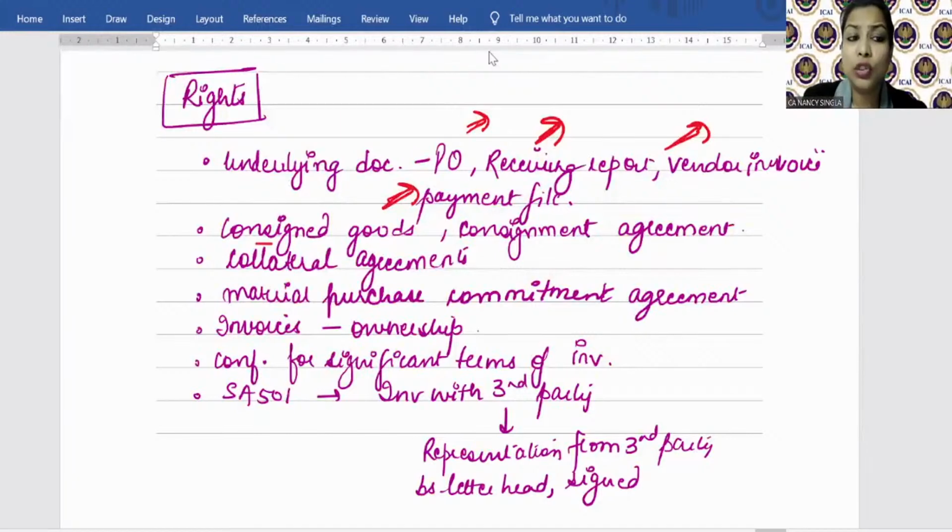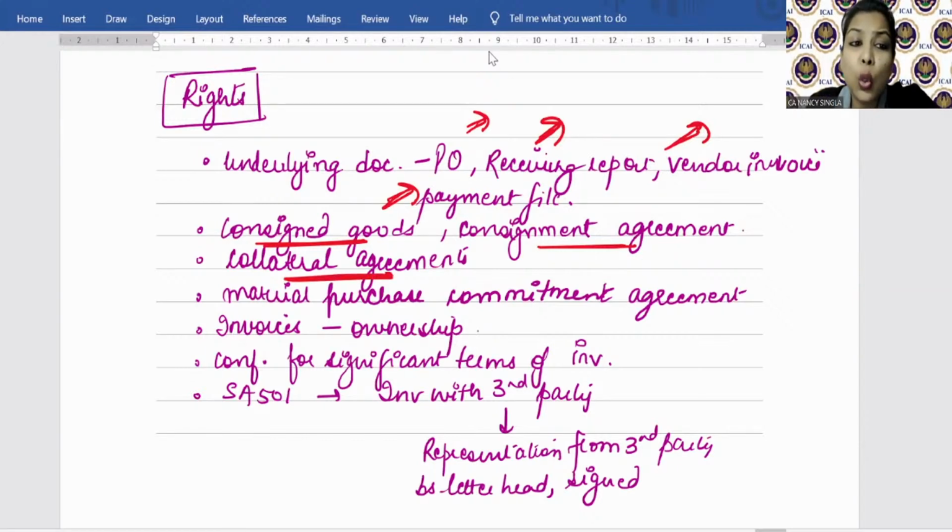Further, he will also consider the consigned goods. If the client has given certain goods on consignment basis to B Limited, like A Limited has given it to B Limited on consignment basis, he will consider the consignment agreement also, right? In order to see what the risk and reward are, and when they are transferring.